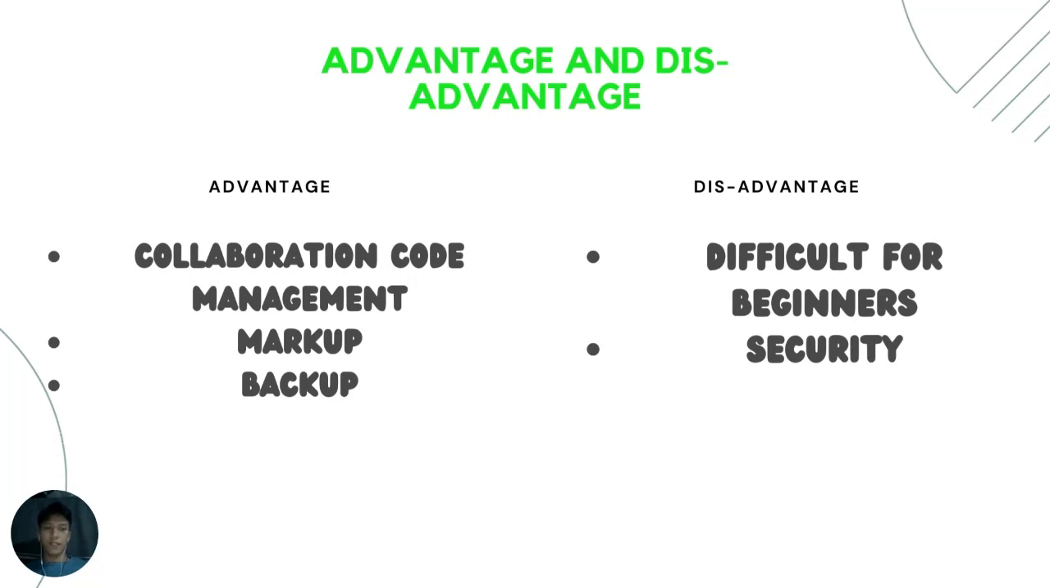The first one is collaboration code. GitHub is the ultimate tool for collaborative coding. Firstly, GitHub contains powerful versioning software so that it can handle branching and merging easily. This means multiple people can work on the same piece of code online or offline, which will be saved in the same Git.